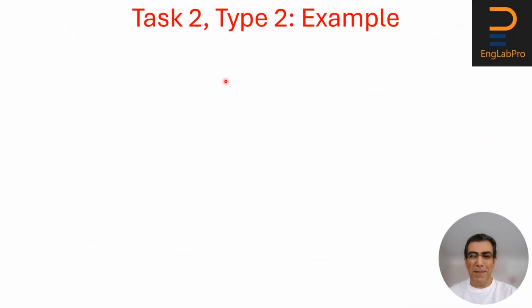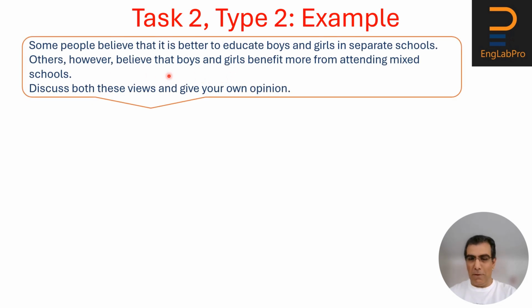Here we are going to take a look at an example question, and then we are going to do a brainstorming of the ideas related to this topic. Let's begin. Of course, you've already seen the question in this lesson. Some people believe that it is better to educate boys and girls in separate schools. Others, however, believe that boys and girls benefit more from attending mixed schools. Discuss both these views and give your own opinion.